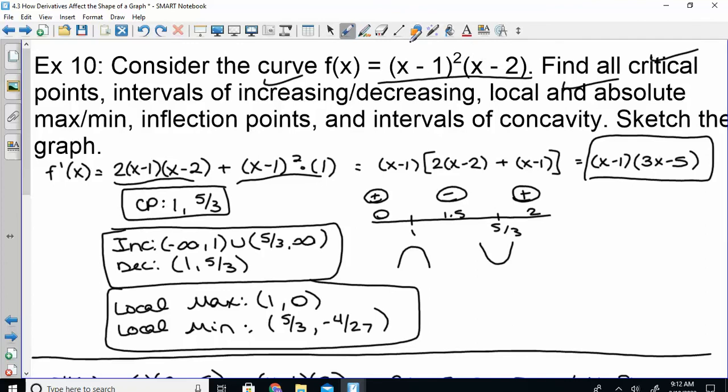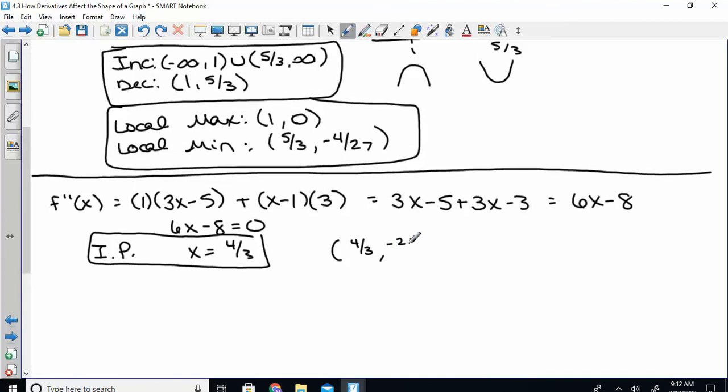4/3 minus 1, so 4 over 3 minus 3 over 3 is 1/3. Squared is 1/9. 4/3 minus 2, so 4 over 3 minus 6 over 3 is -2/3. So we get -2 over 27. You guys understanding how I'm getting these ordered pairs? So now we need concavity. So what do we need to do? We only have to mark the 4/3. So something smaller and something bigger.